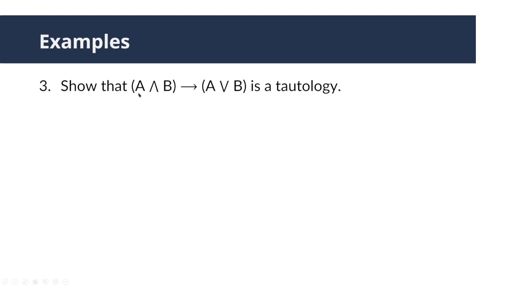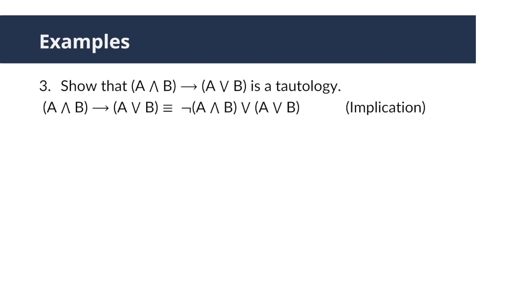If you look at the hypothesis, it's just A and B. There's nothing you can do there. If you see the conclusion, it's just A or B. There's nothing to do there either. However, this whole proposition is an implication. And if you recall, the last equivalence law is implication law, which says the implication is equivalent to not hypothesis or conclusion.